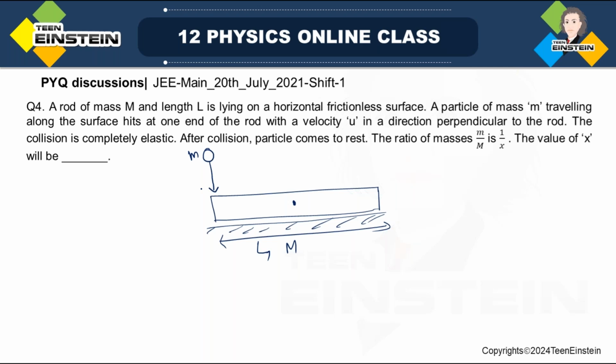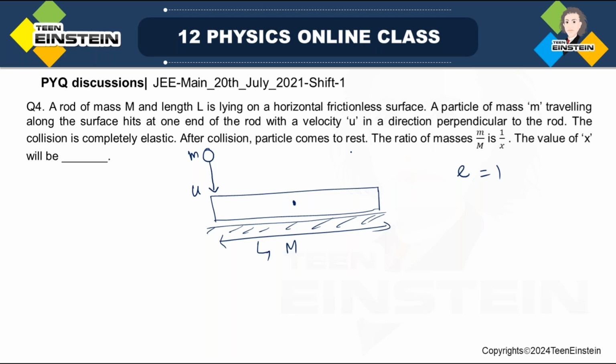So there is a small mass. So this was at rest initially, and there is a particle of mass small m which is moving with velocity u and hits the rod at one end of the rod, okay, in a direction perpendicular to the rod. The collision is completely elastic. Completely elastic means e is equal to 1. I can take the coefficient of restitution, okay, this I can take as 1.